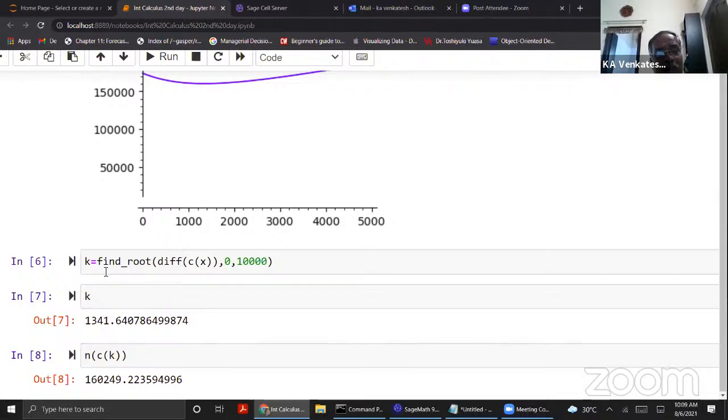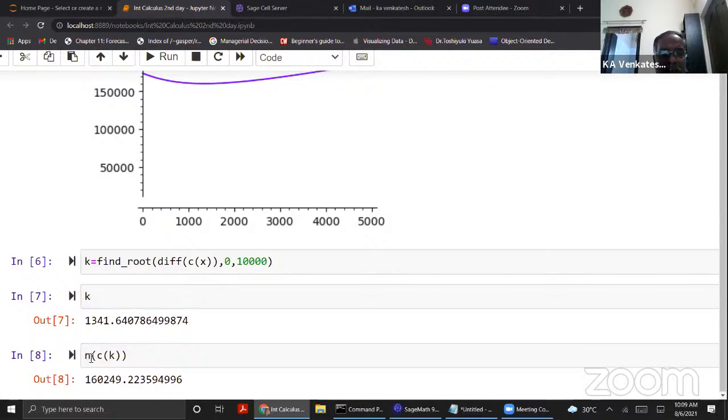So this is deployed with find_root, which uses the Newton-Raphson method. We know that the Newton-Raphson method fails in certain cases, so in those places we cannot solve this way. Why should I go into this? So that you will understand numerical methods can also be addressed with Sage Math. So that's the idea.